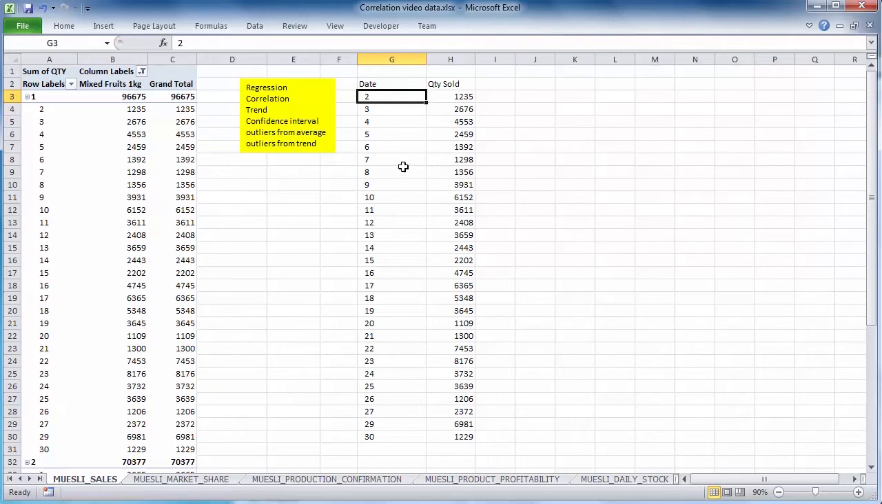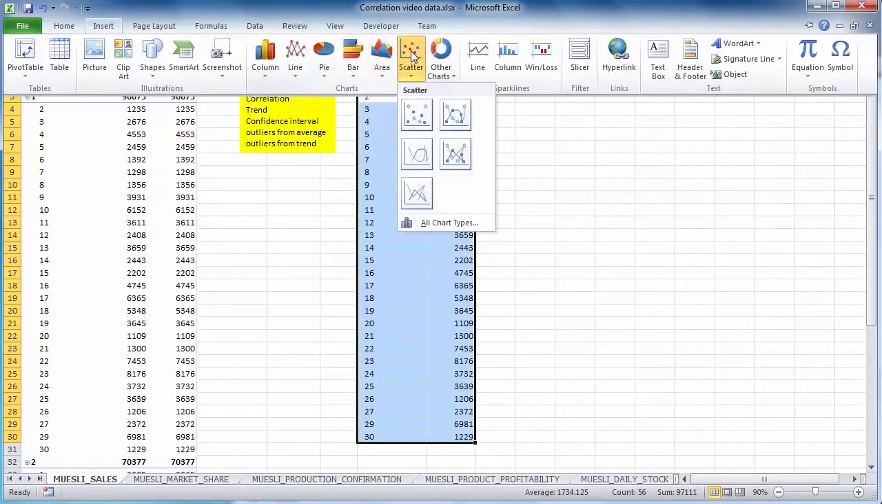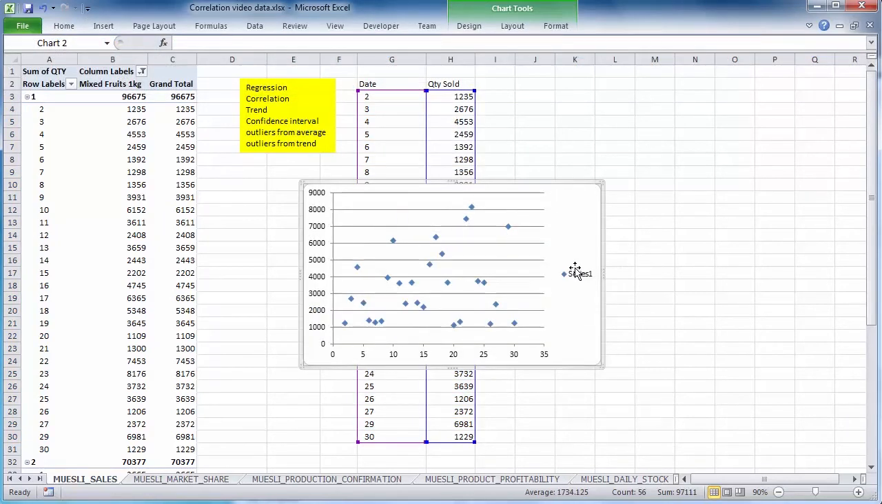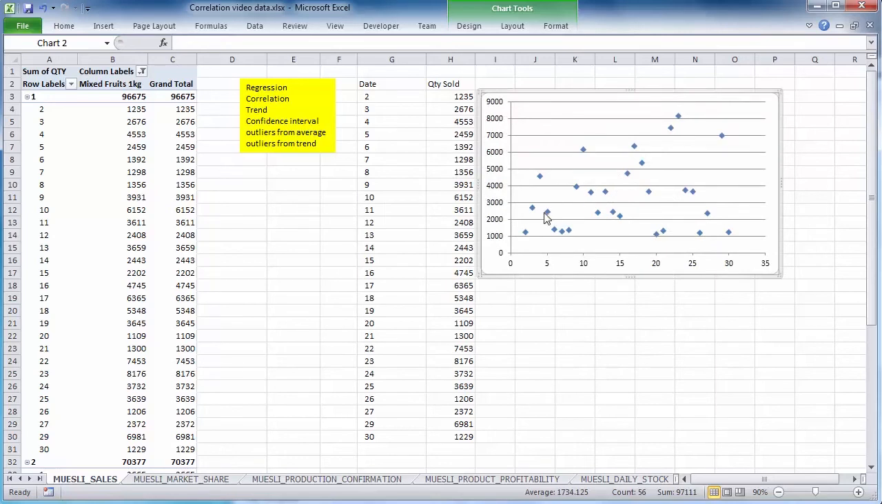What I'm interested in doing is finding the regression line through this bunch of data, seeing how well this data is correlated, what kind of trend, and identifying outliers. So the first thing I'll do is insert a scatter chart for this data, and it looks like that. It doesn't look very good, but it looks like there's some sort of trend for the upper bounds, and the lower bounds seem to be pretty consistent. So you might be able to break it up that way.